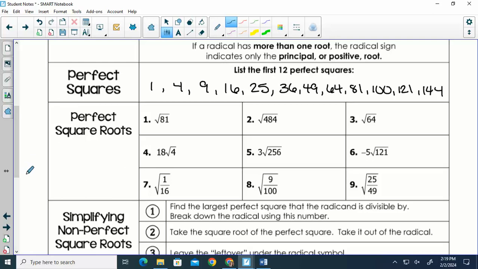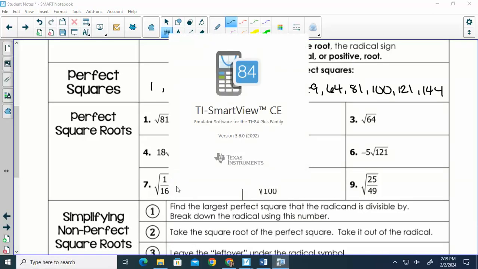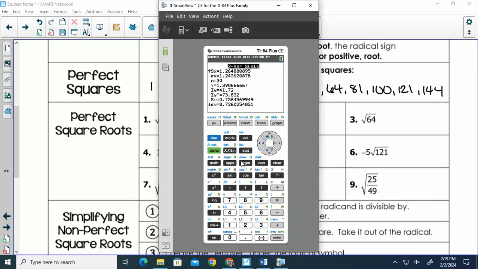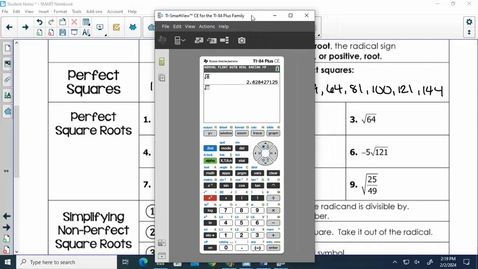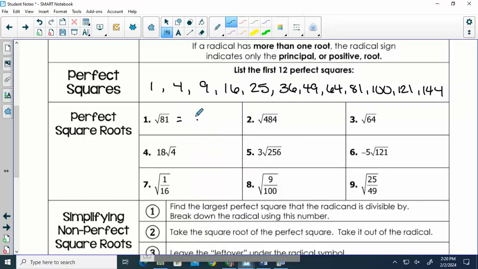If you hit second and the x squared button, that brings up a square root. Now if you put in something that's not a perfect square, it's going to give you a decimal. But if I type in a nice square, so what's the first one we have? The square root of 81? We should know that one anyway. So it will give you that square root. So square root of 81 is 9.